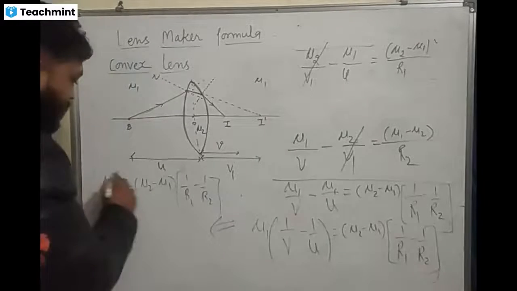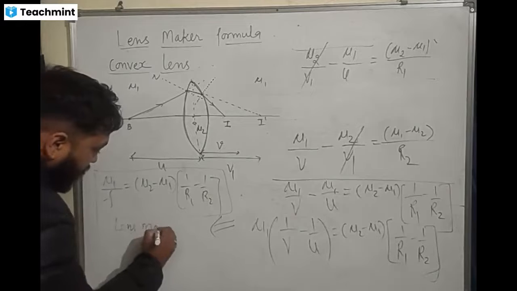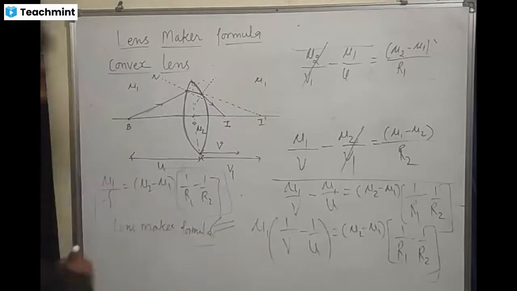So this formula is generally known as the lens maker formula. What formula is it known as? Lens maker formula. Do it. Note it down.